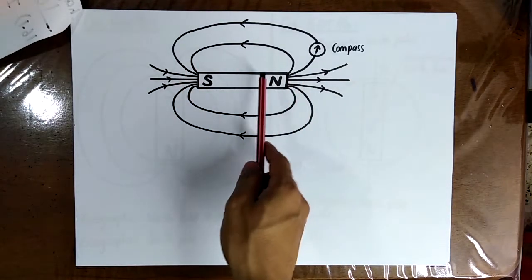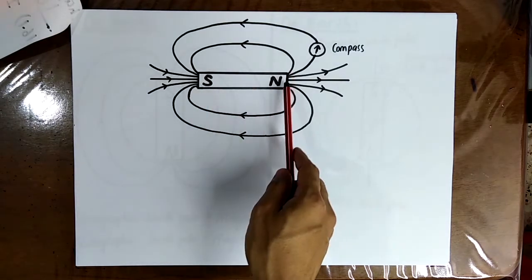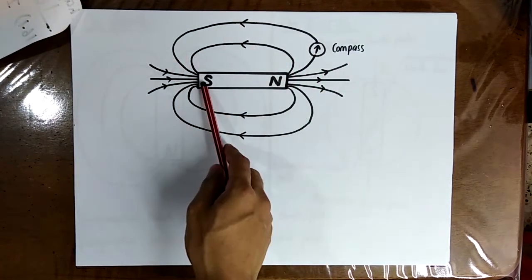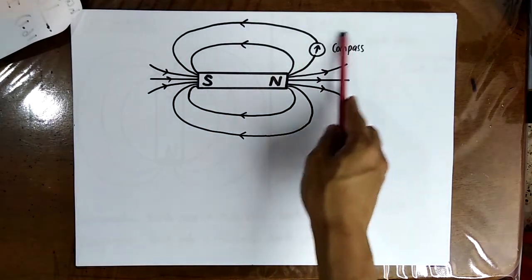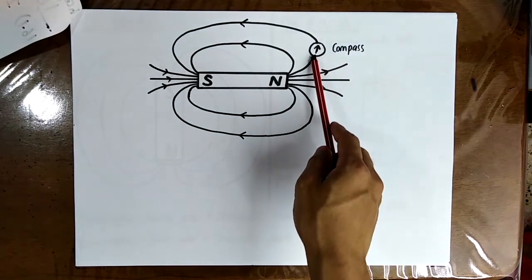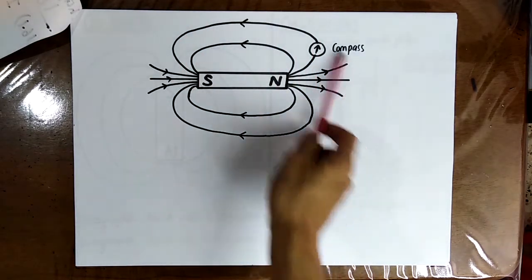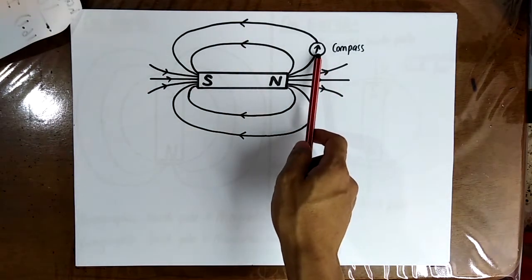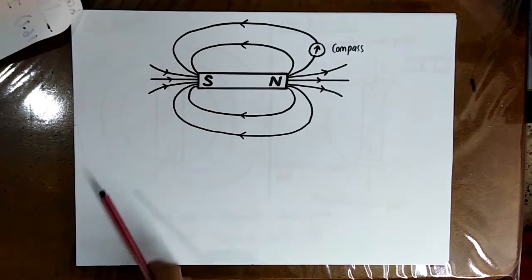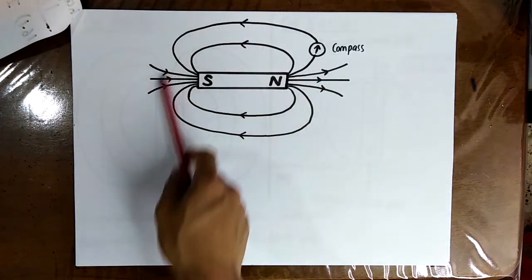This is a bar magnet, and this is the North Pole. This is the South Pole. We know that the magnetic field lines will point out of the North Pole to the South Pole. If you put a compass here, the compass will have a needle that points along the direction of the magnetic field lines. Therefore, in this case, the compass will point to the direction of a South Pole. That means that it will point along the magnetic field line.